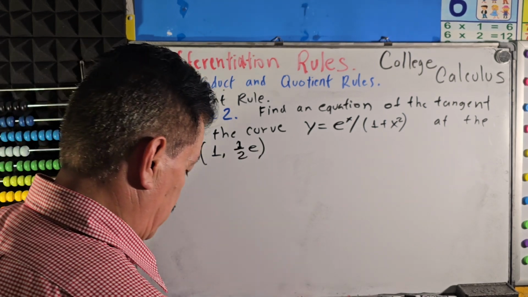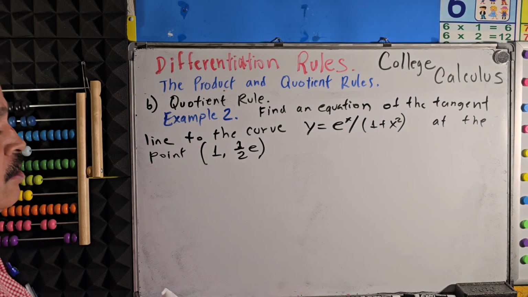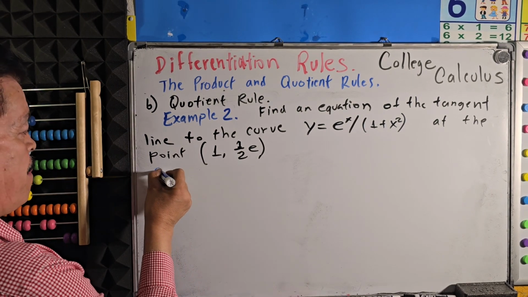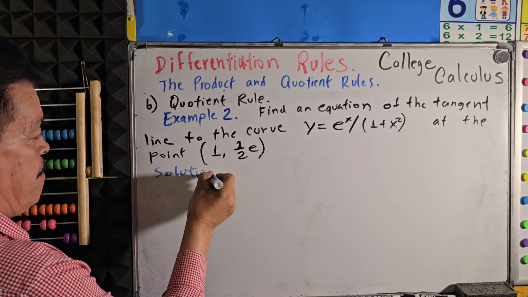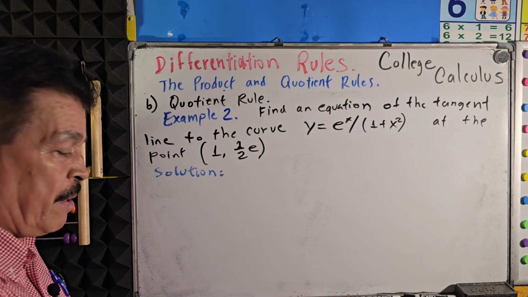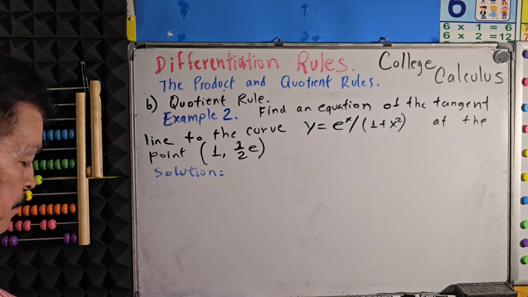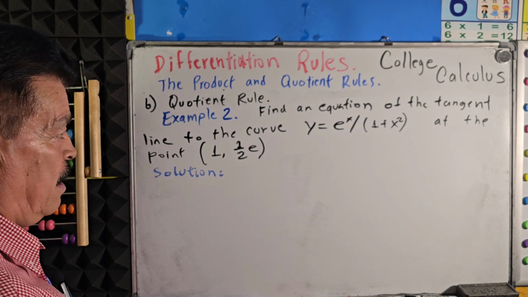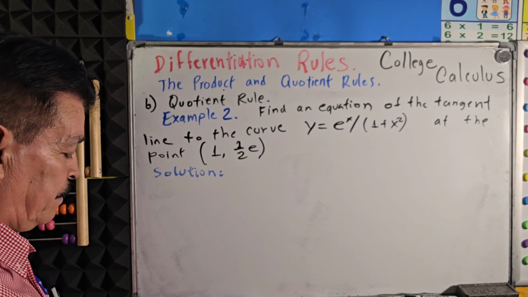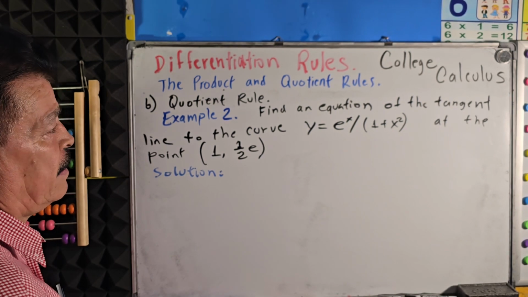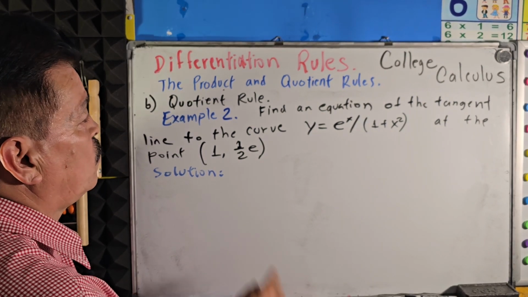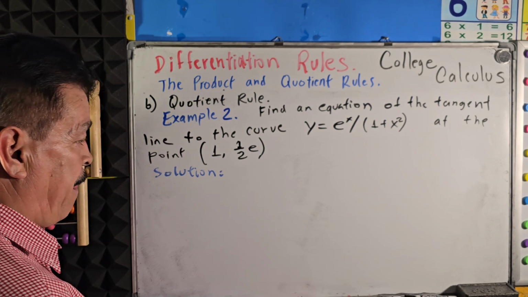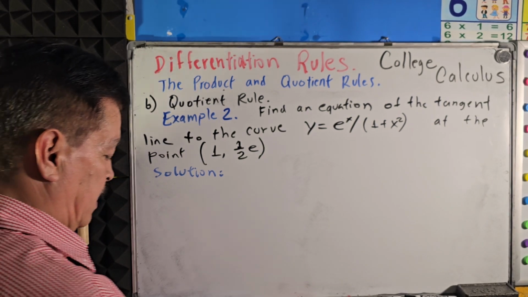This is the point. So what is the solution here? How do we find the solution? This problem is a word problem. I will have, applying the quotient rule. If you apply the quotient rule, we will have at the beginning this step.